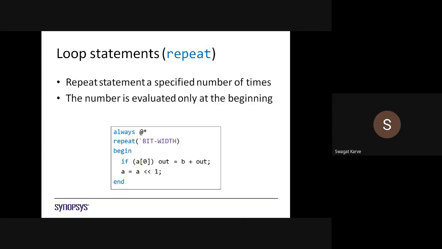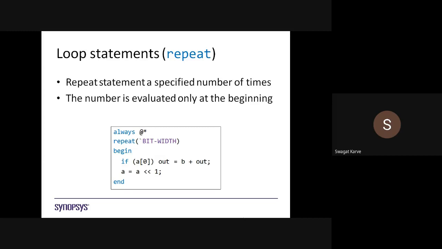Okay. Then we will talk about the next conditional statement, and that is the repeat statement. So what happens with this repeat statement? The repeat statement specifies a number of times, that means how many times the following expression should be repeated. That number is evaluated only at the beginning. You cannot change it further.